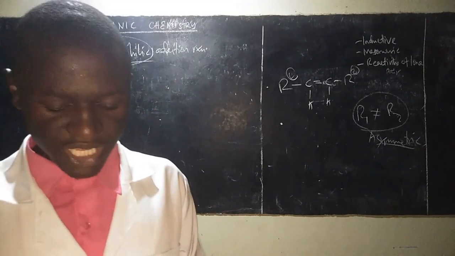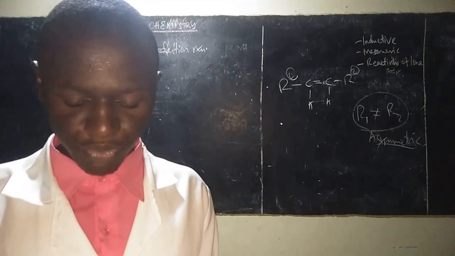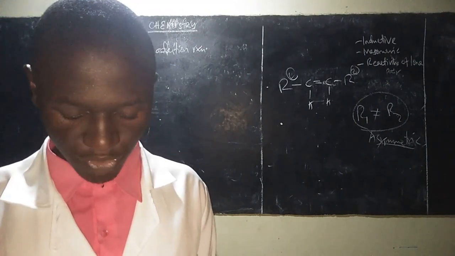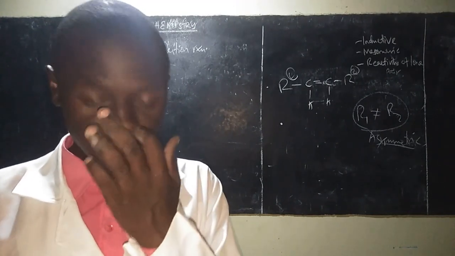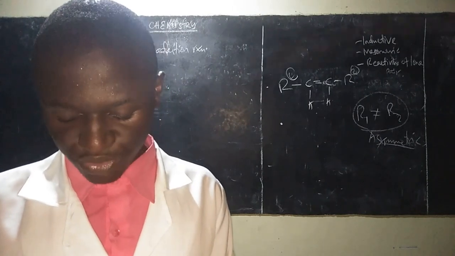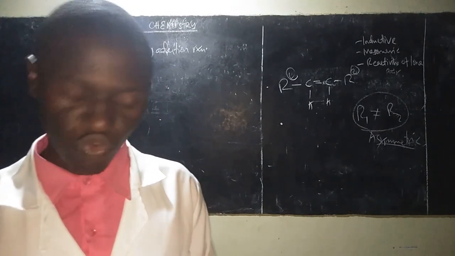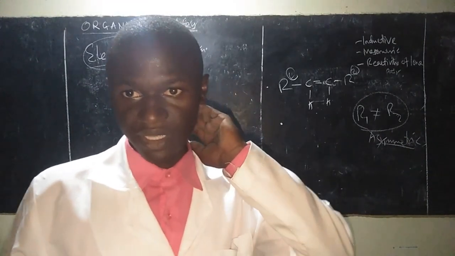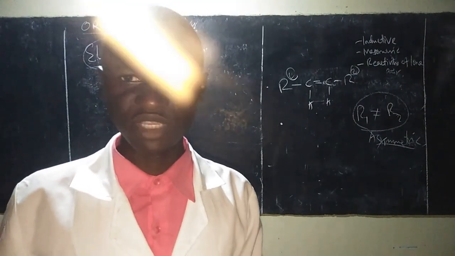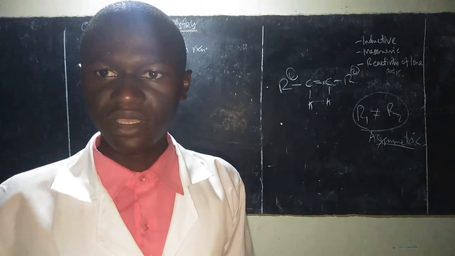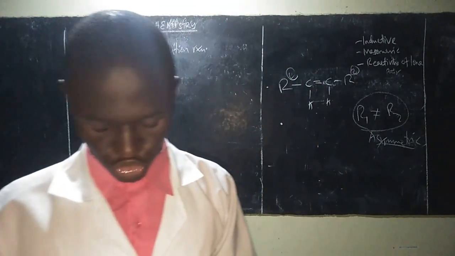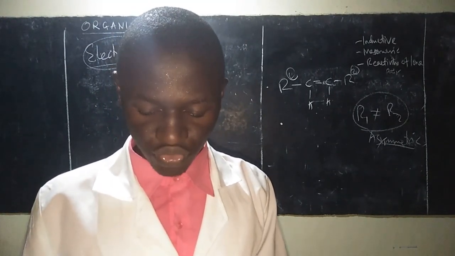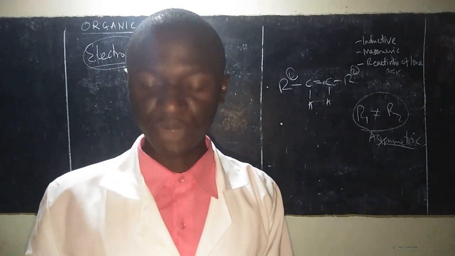But in the reaction, the hydrogen proton is an electrophile. It will attack the double bond site first. On attacking, the hydrogen proton will attach to either carbon 1 or 2. For example, the carbons in the double bond, we can just regard them as 1 or 2. Any one of them can be attacked by hydrogen. Anyway, there is no need to discuss more about this because the products are the same.